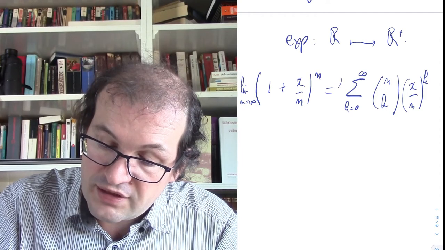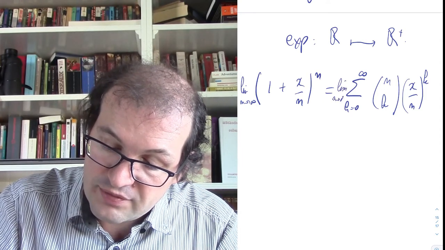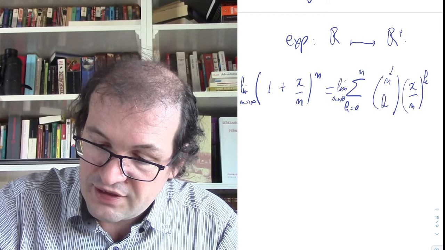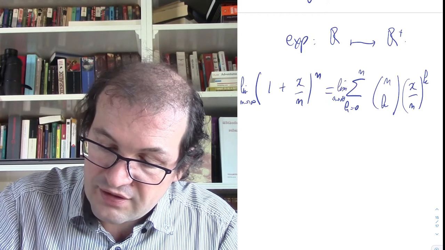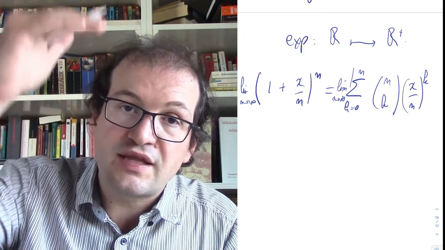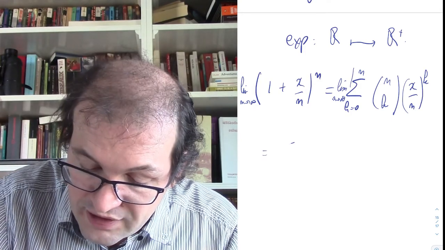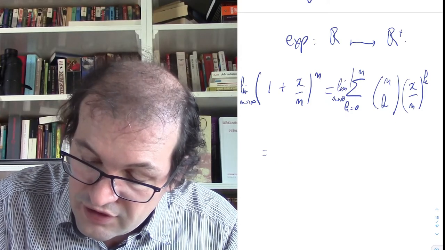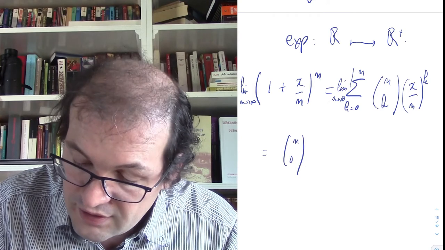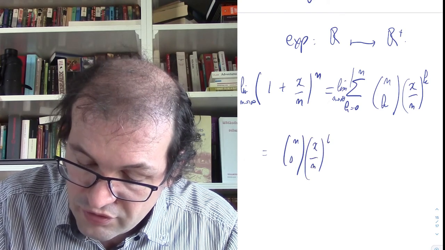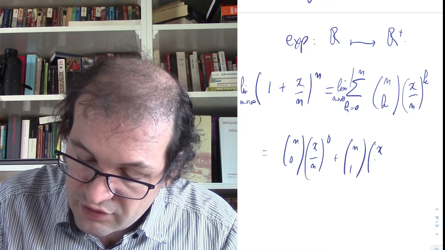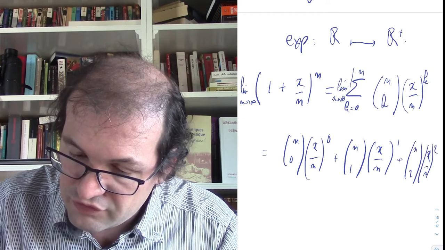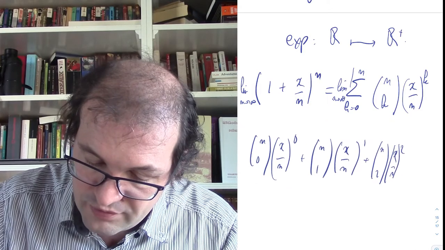I could keep, if you want, the limit in front. If that helps you to accept the thing, we can put the limit in n here. Like this we don't have uncertainty about what happens with this infinite sum, because the sum is always finite. It's only at the end that we take larger and larger sums. So let's keep playing with this. Actually, I will now expand the thing starting from the beginning. So we've got the binomial n choose 0 times x over n to the power of 0, plus n choose 1 times x over n to the power of 1, plus n choose 2 times x over n to the power of 2. Make some room.